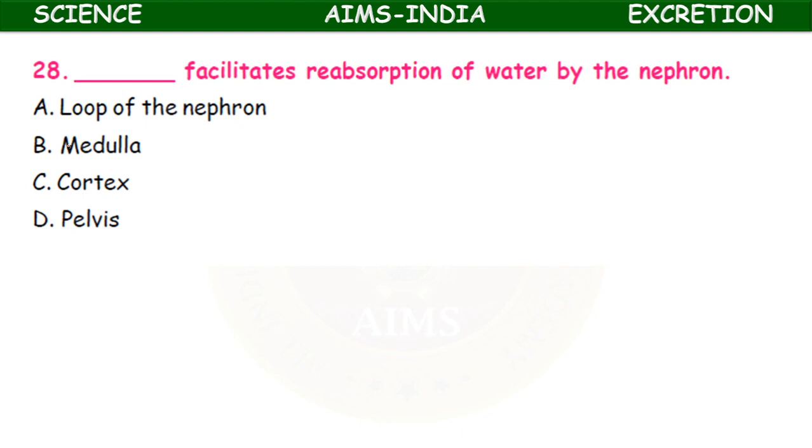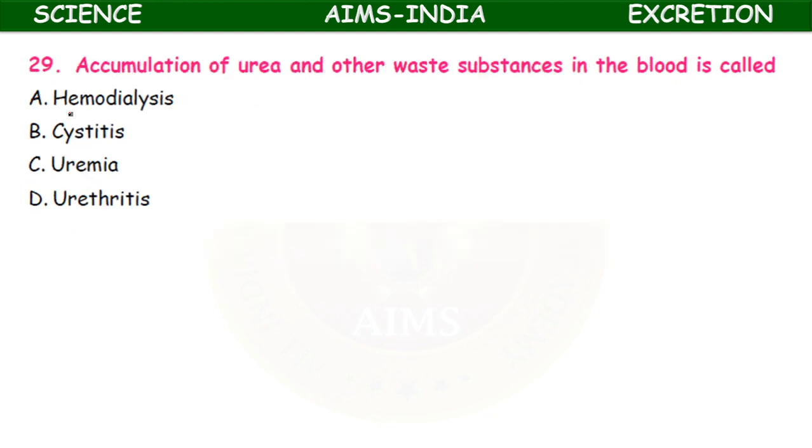Dash facilitates reabsorption of water by the nephron: loop of Henle, medulla, cortex, pelvis. It is the loop of Henle, okay, of the nephron, which facilitates the reabsorption of water by the nephron. Accumulation of urea and other waste substances in the blood is called hemodialysis, cystitis, uremia, urethritis. It is uremia.